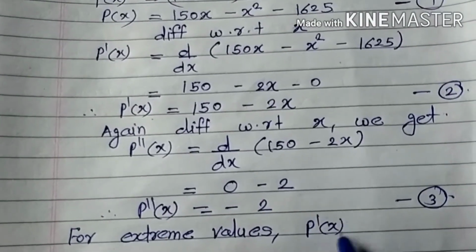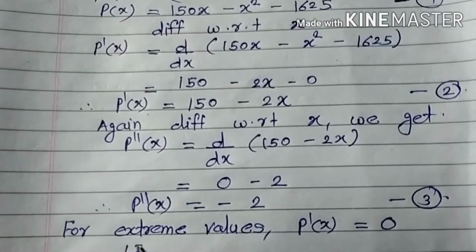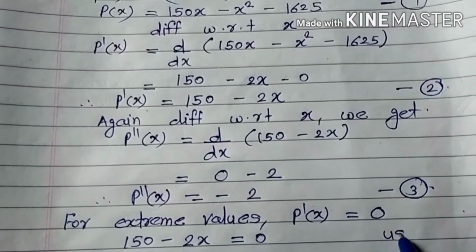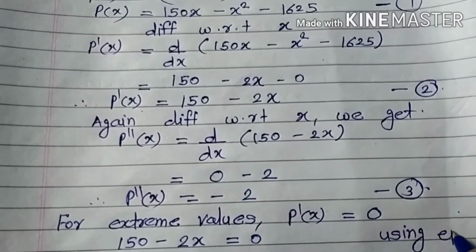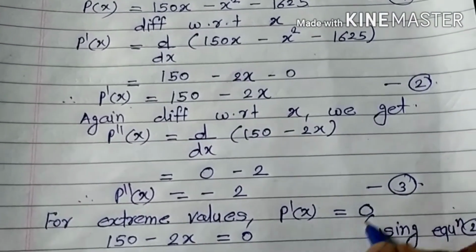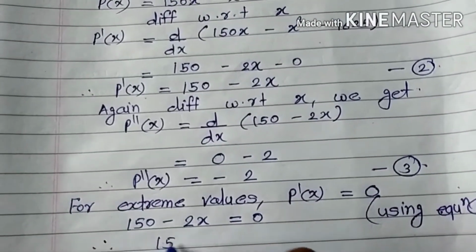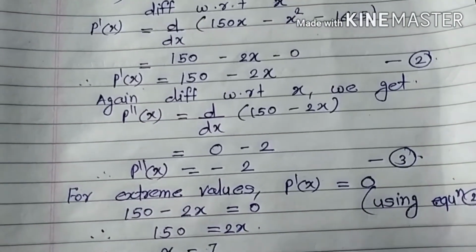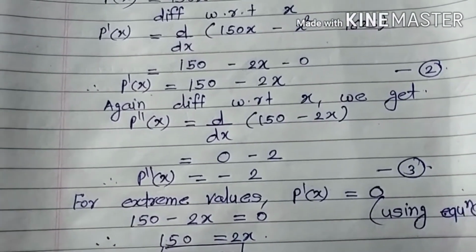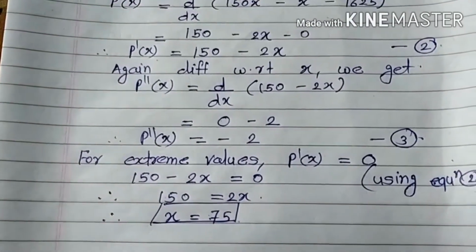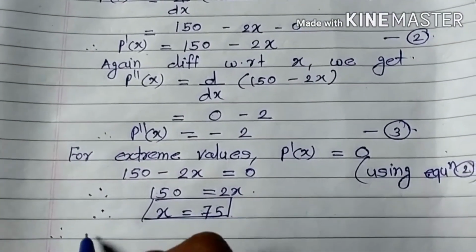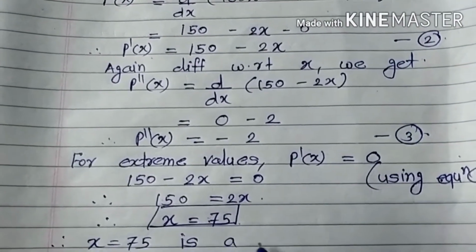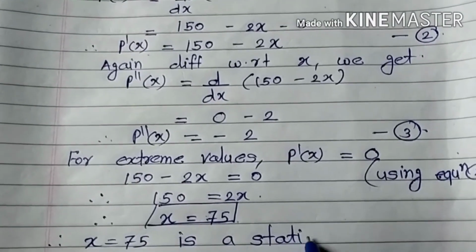For extreme values, p dash of x is equal to 0. So it is 150 minus 2x equal to 0, using equation 2. Therefore 150 equal to 2x, that's why x is equal to 75. This x equal to 75 is a stationary point.